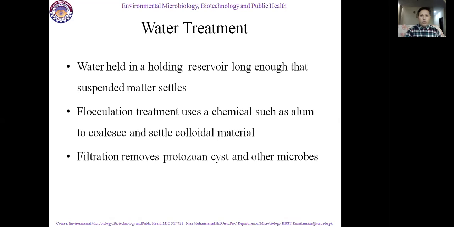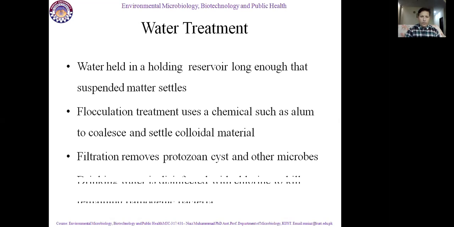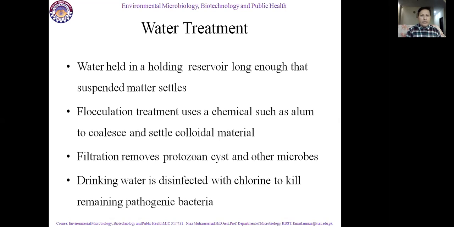Filtration removes protozoa, cysts, and other microbes. We can use sand filters or a small pore size filter to remove bacteria, fungi, and cysts from that water. Drinking water is disinfected with chlorine to kill the remaining pathogenic bacteria. Further, we add some chlorine to the water, and if any pathogenic bacteria are there, we must kill them. After that, we can supply this water to the public.